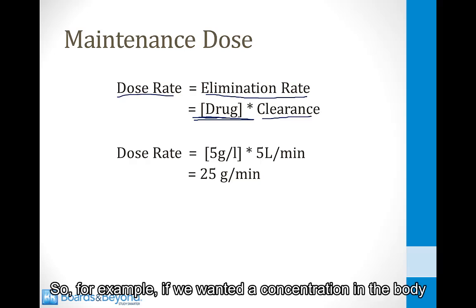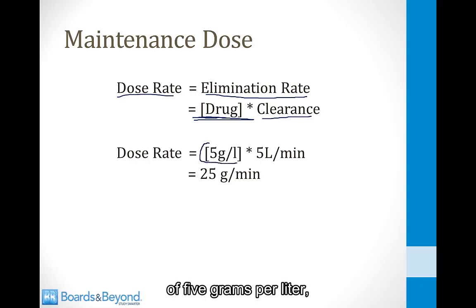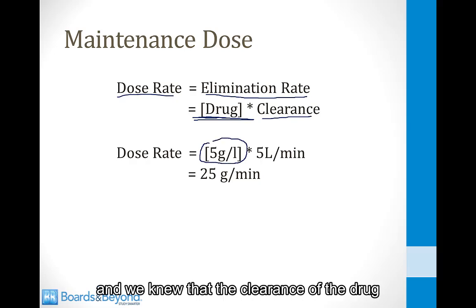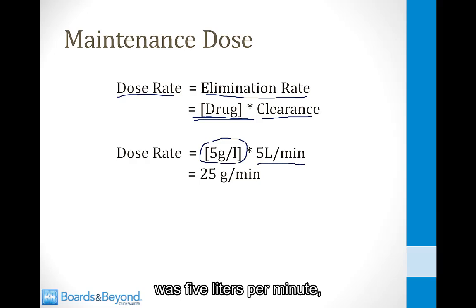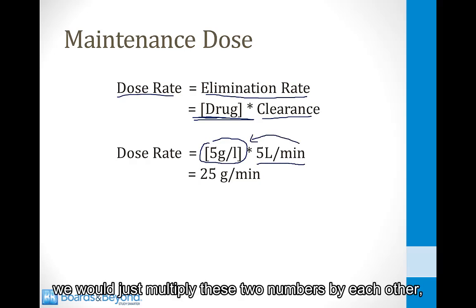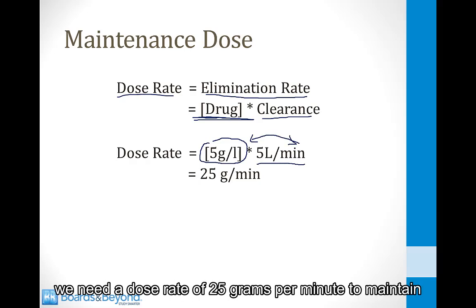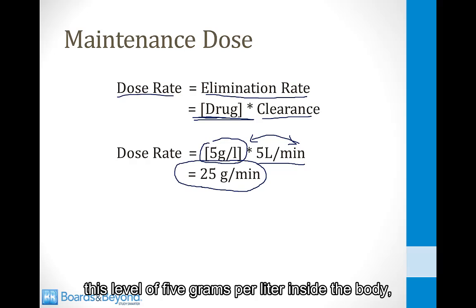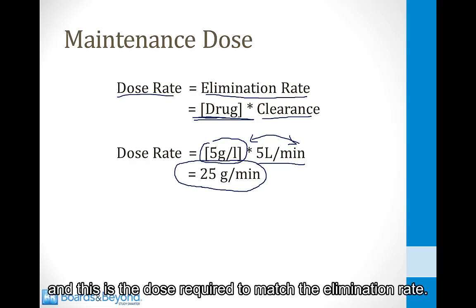So for example, if we wanted a concentration in the body of 5 grams per liter, and we knew that the clearance of the drug was 5 liters per minute, we would just multiply these two numbers by each other, and we would get that we need a dose rate of 25 grams per minute to maintain this level of 5 grams per liter inside the body.